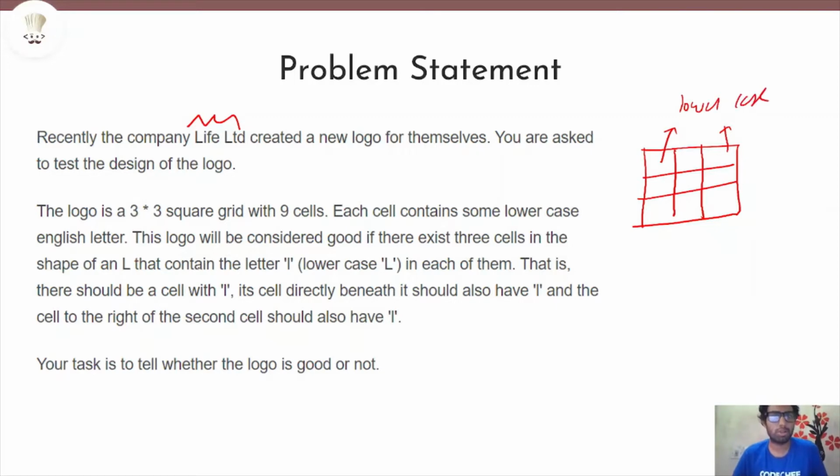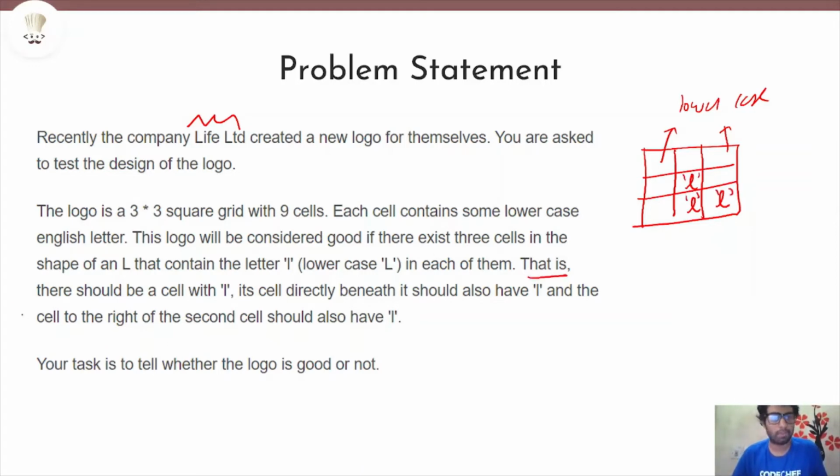The logo is considered to be good if there exist 3 cells in the shape of a capital L that contain the letter lowercase l in each of them. For example, this is a valid logo because it satisfies the property that you have the design of an L using lowercase l's in the cell. This will be clear if you read the below statement.